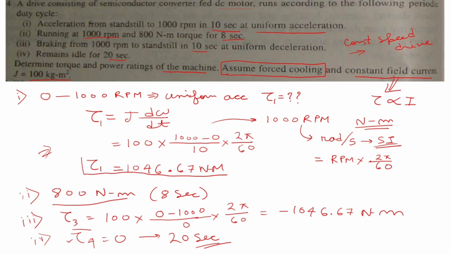Now I have already told that it is a constant field current. The machine has a constant field current. Therefore, tau is directly proportional to I. We can use the equivalent torque value similar to the current I that I have already discussed in the previous video. Now we will find the torque equivalent.